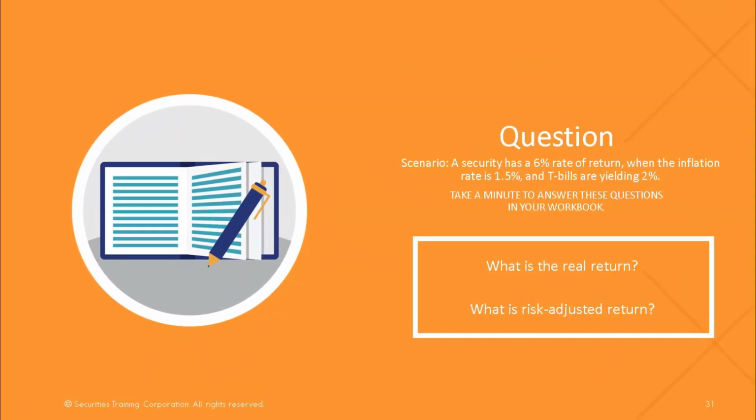Let's do a question now. Here's our scenario. A security has a 6% rate of return, while the inflation rate, or CPI, Consumer Price Index, is 1.5%, and T-bills are yielding 2%. The reason why I keep using the term CPI inflation is on the examination, they may use those terms interchangeably. One question might have the word CPI, another question might have the word inflation. So, again, inflation is 1.5%, T-bills are 2%.